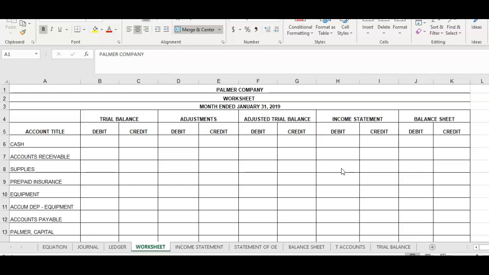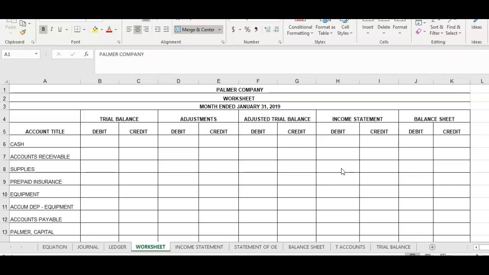Okay? So, this new form, known as a worksheet, is a form that companies may decide to use in order to capture the information needed to prepare their financial statements. From the worksheet, we can prepare the income statement, the statement of owner's equity, as well as the balance sheet.